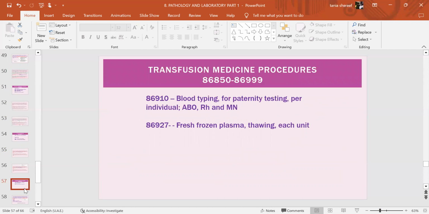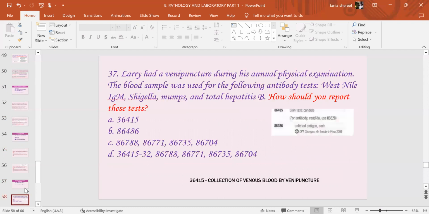Next is transfusion. Larry had a venipuncture during his annual physical examination. The blood sample was used for the following antibody tests: West Nile IgM, Shigella, mumps, and total hepatitis B. So the first code is 36415, which is a collection of venous blood by venipuncture. Usually this is already included in the test, the antibody test, so we are not reporting it again.